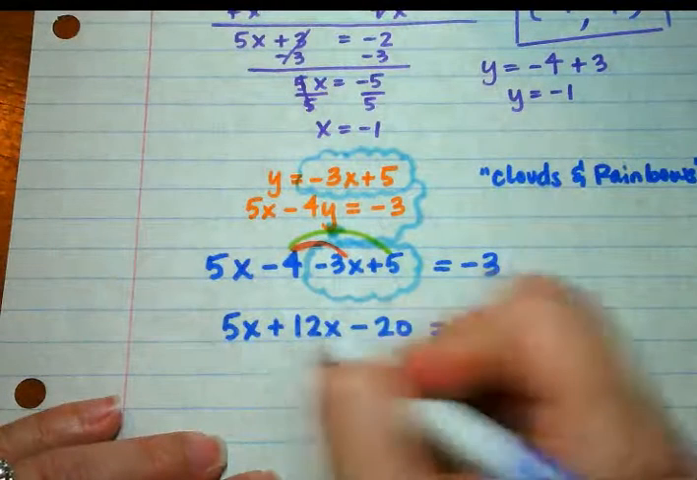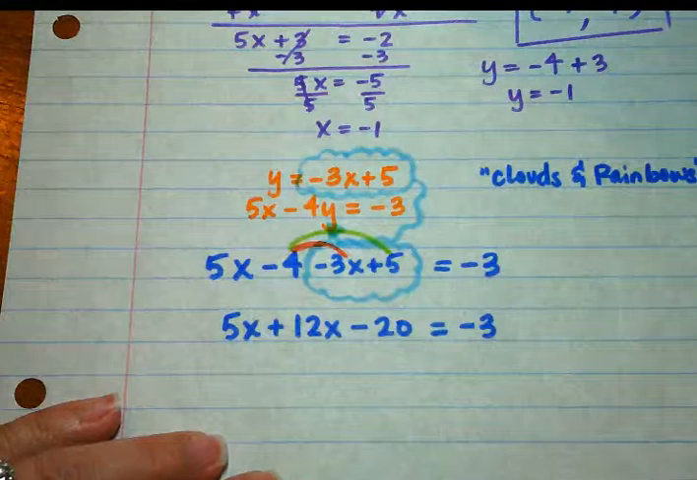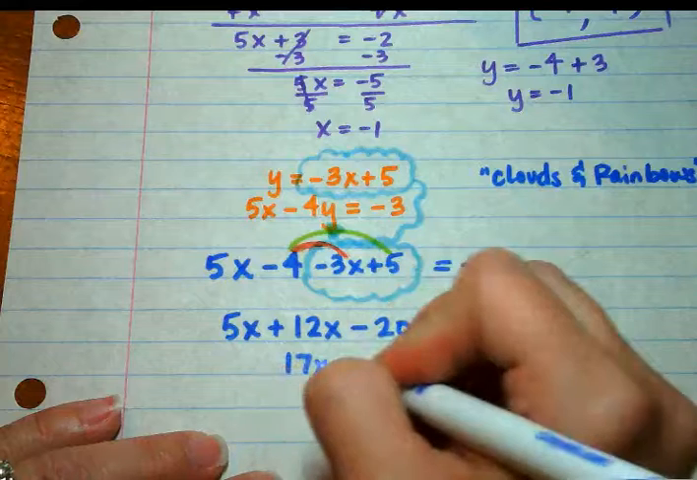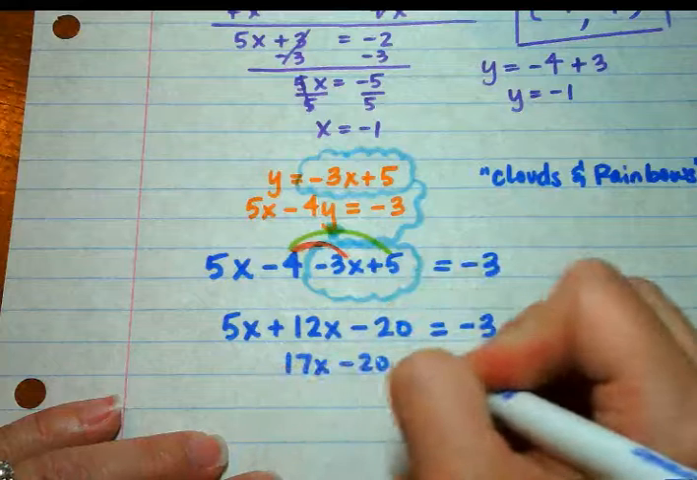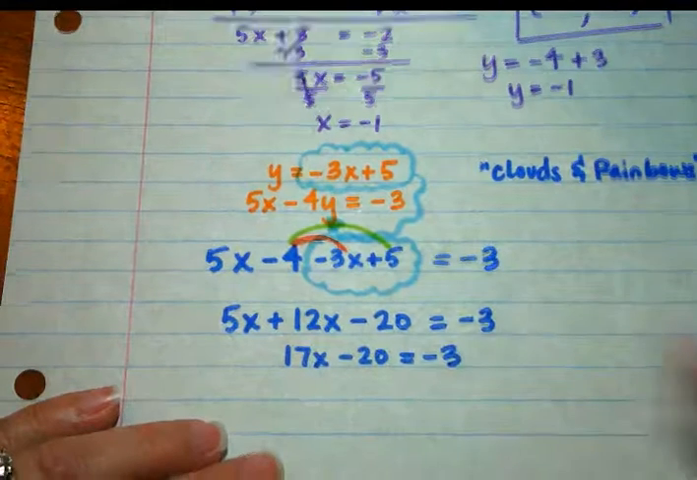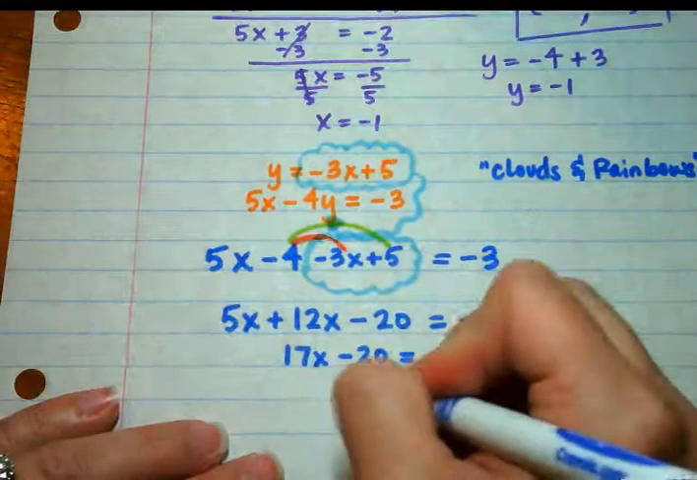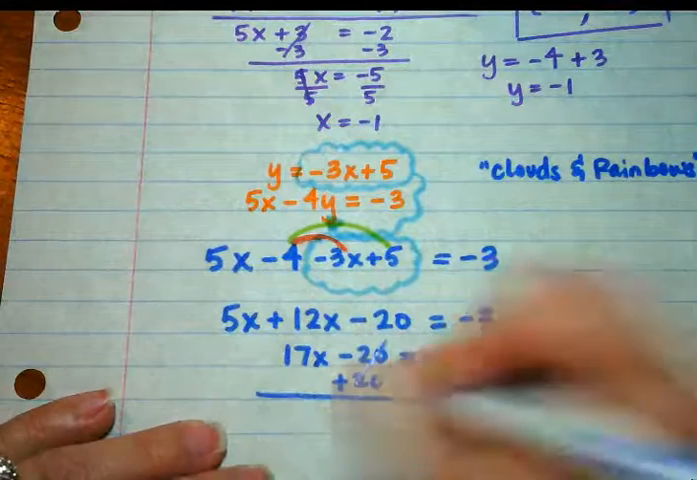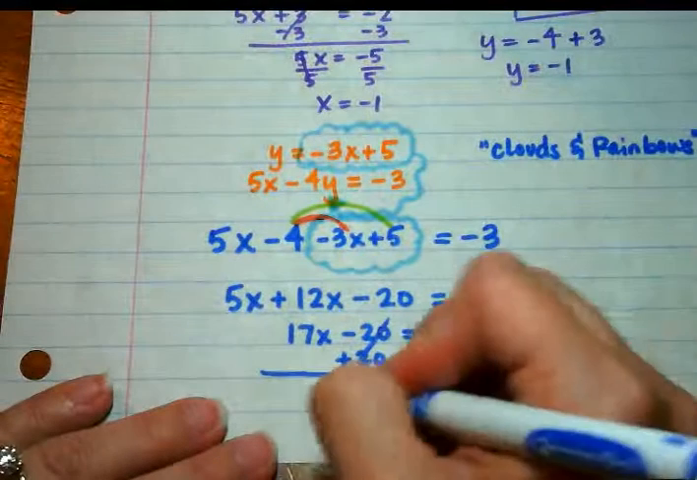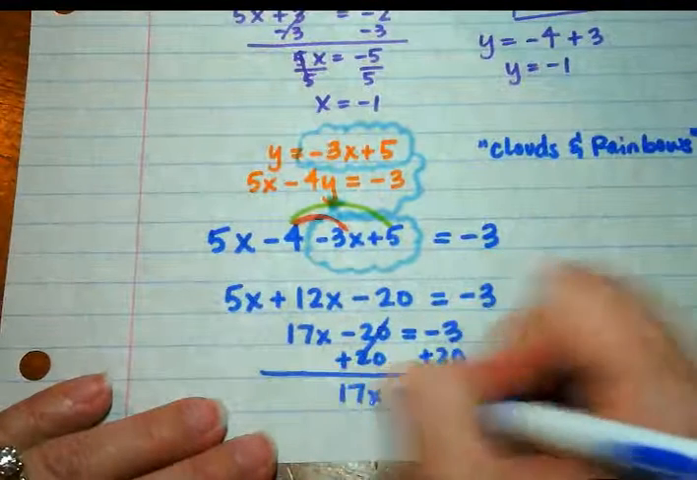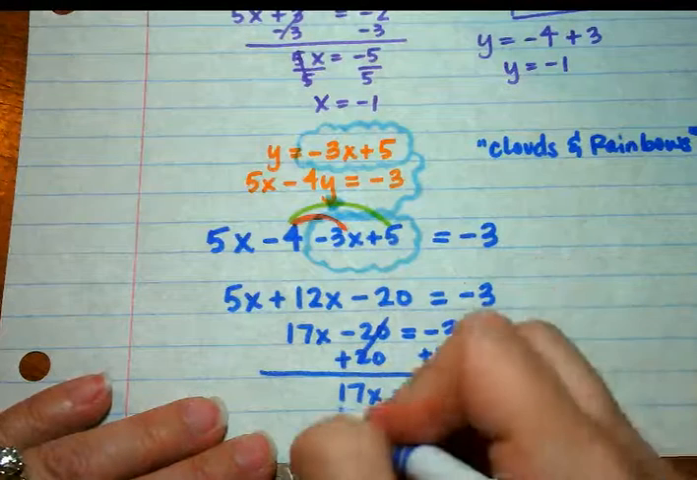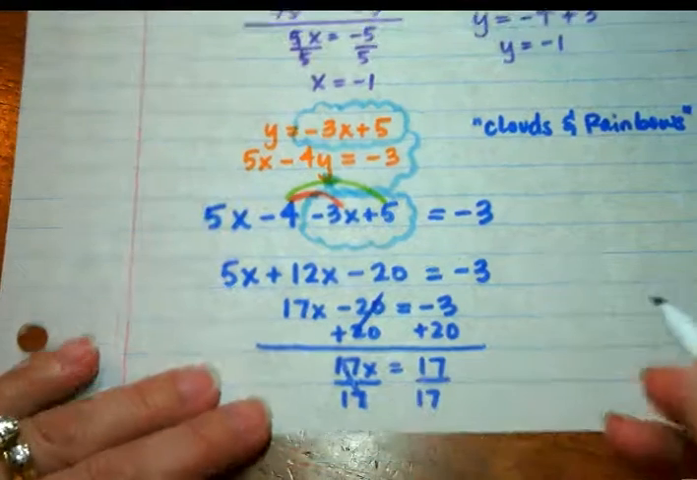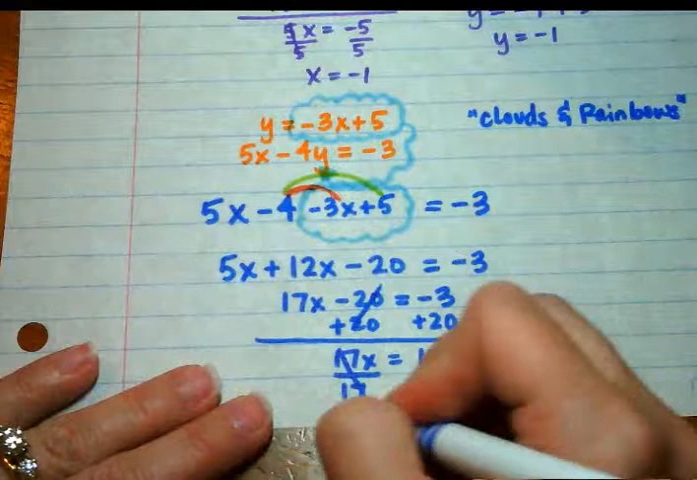All right, now I need to solve. I can add these two together. They're on the same side, so I don't want to cancel them, I want to combine them. That's going to be 17x minus 20 equals negative 3. To solve this, I need to add 20 to both sides, so that goes away. Now I have 17x equals 17. Divide by 17 so that cancels, and I'm down to the end of my paper.